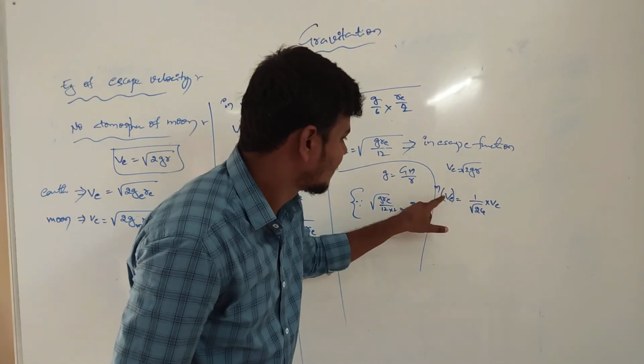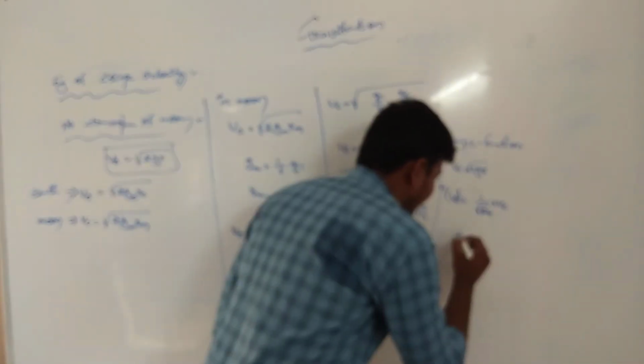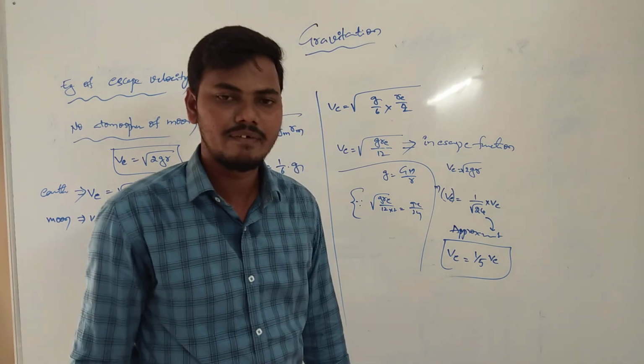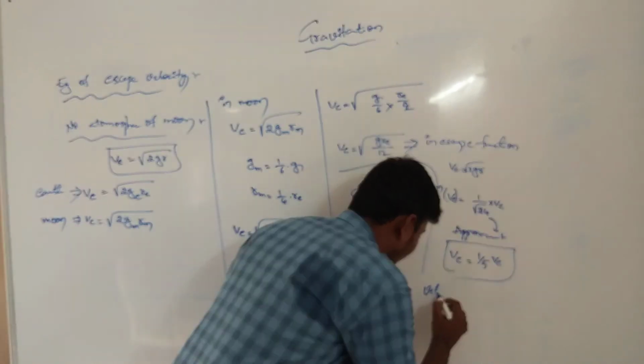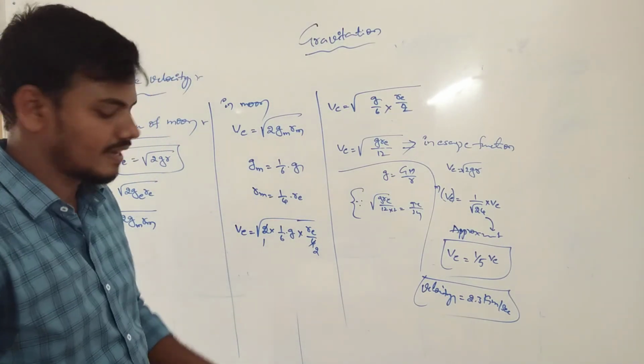Repeatedly, V is equal to 1 by square root of 24 into V. Since this is an approximate value, approximately V is equal to 1 by 5 into V, as the square root of 24 is approximately 5. This is the constant one. The velocity is equal to 2.3 kilometer per second. This is the constant we can take.